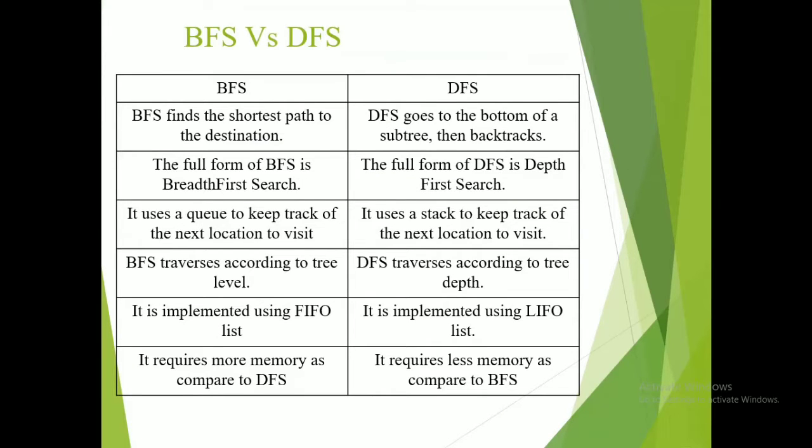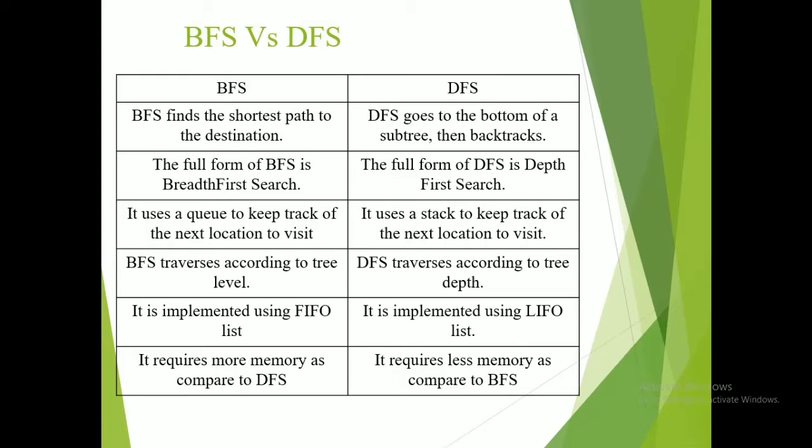First, comparison of BFS and DFS. BFS finds the shortest path to the destination, and DFS goes to the bottom of a subtree and backtracks. Second point, the full form of BFS is breadth first search, and the full form of DFS is depth first search. Third point, BFS uses a queue to keep track of the next location to visit. DFS uses a stack to keep track of the next location to visit.